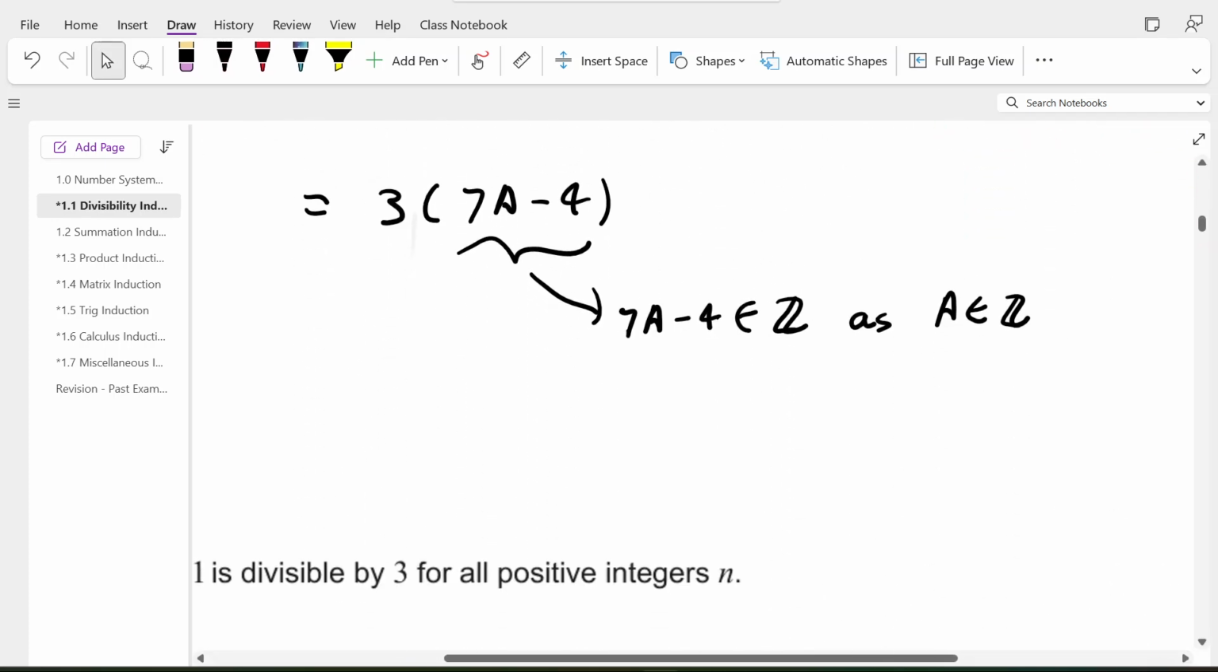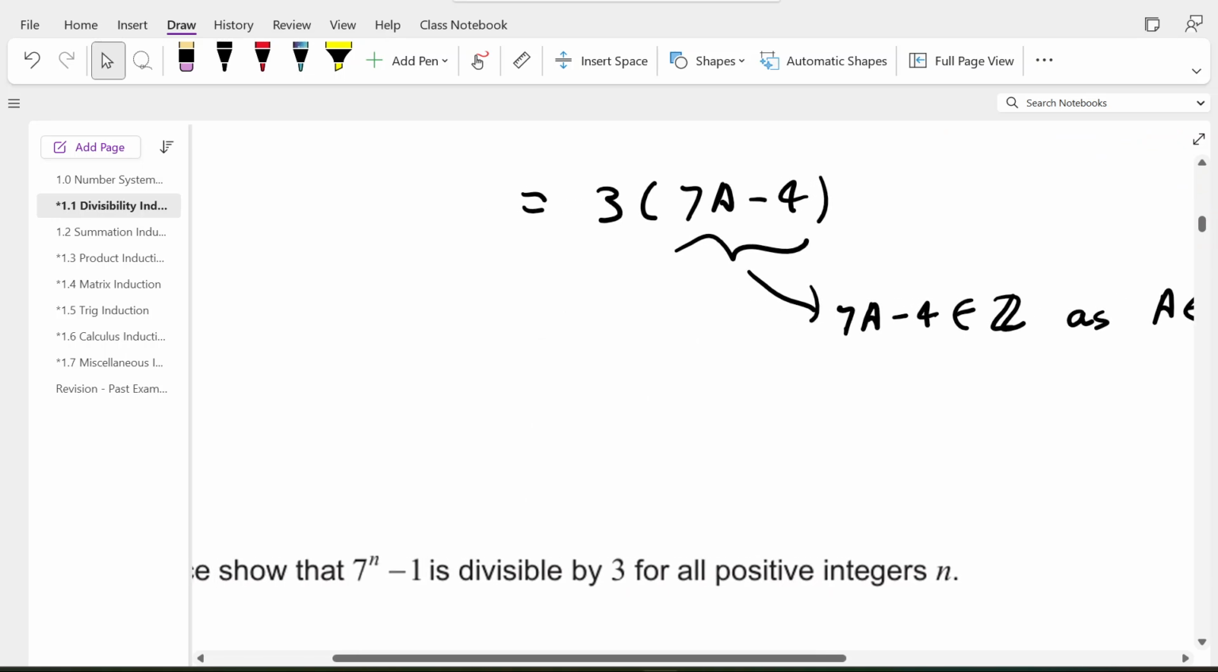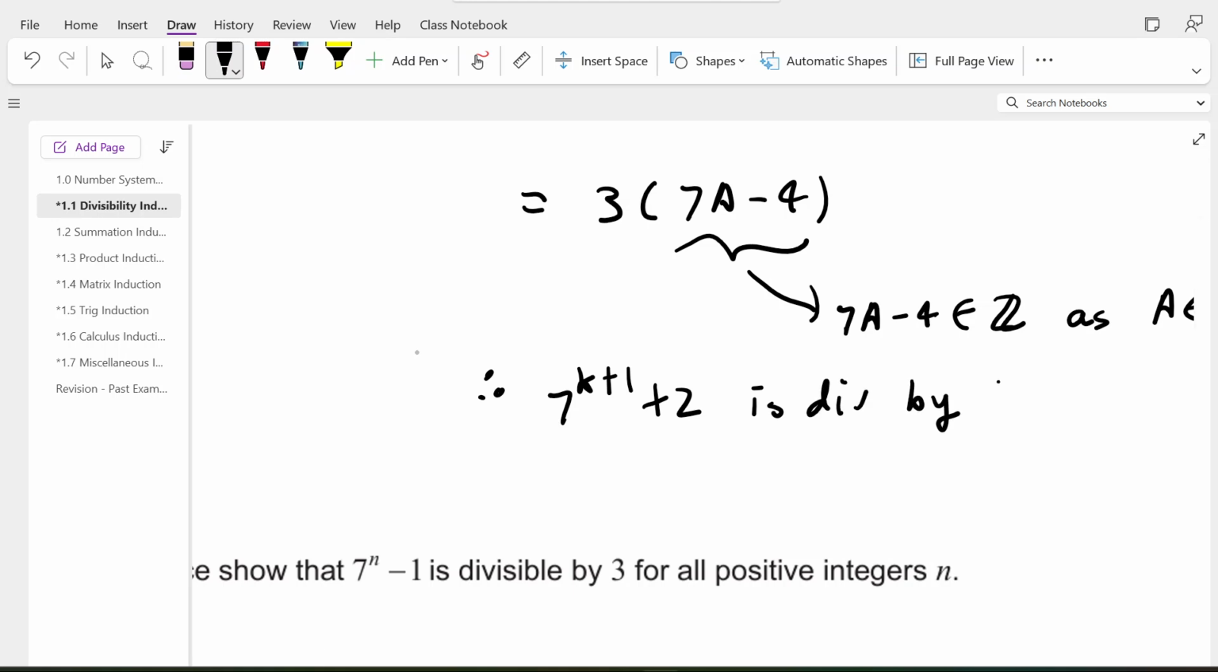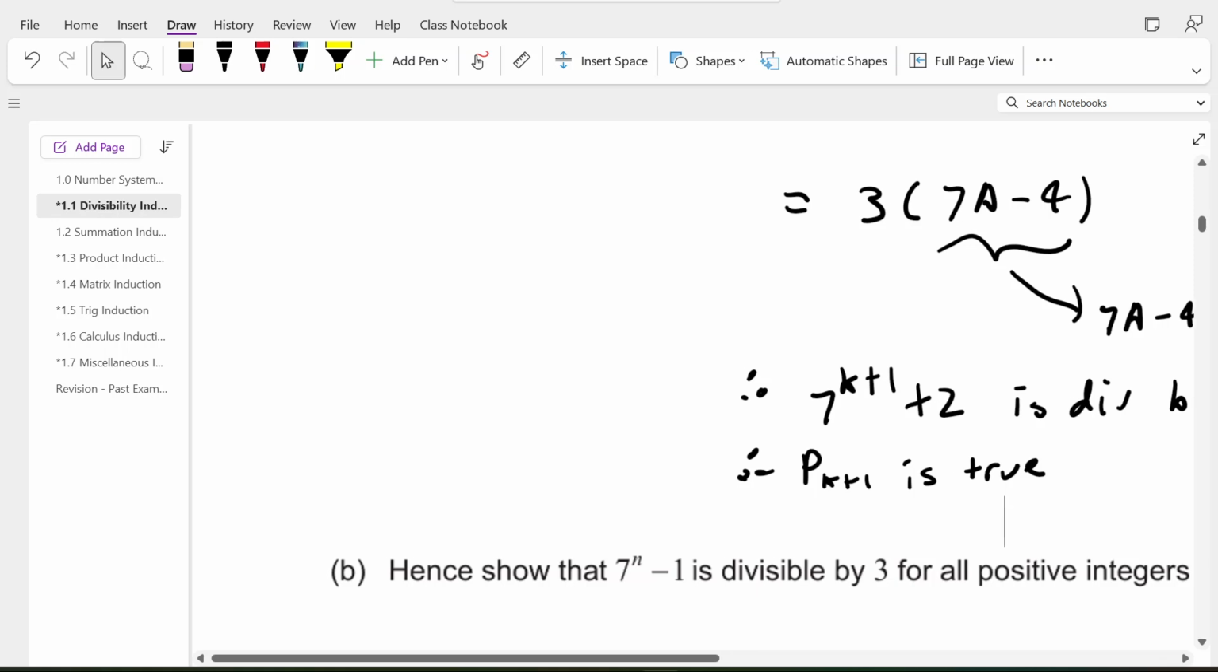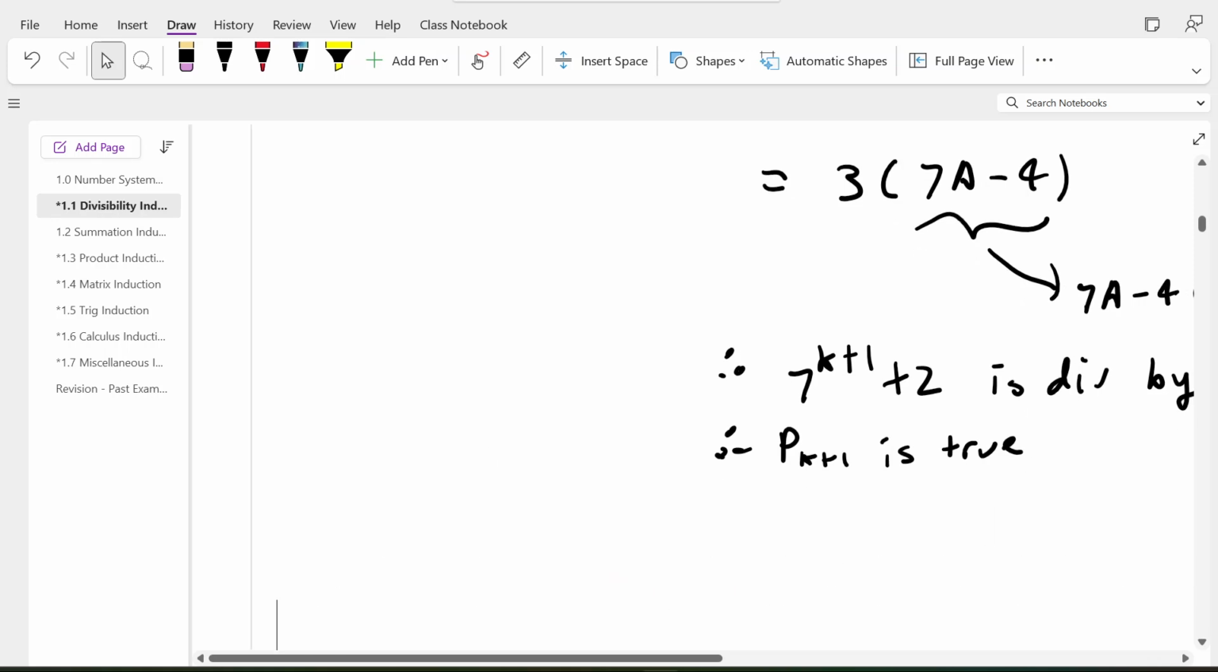Okay, now, therefore, we can actually say the statement here, 7 to the k plus 1 plus 2 is divisible by 3. Therefore, P(k plus 1) is true. Okay, so we've done that. Now we've actually done the induction proof because we've done all 3 steps.